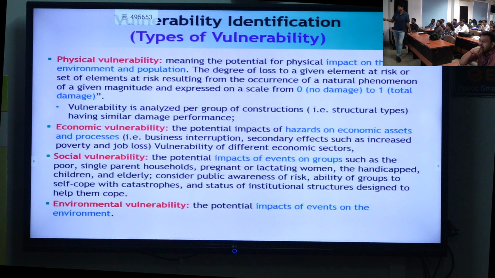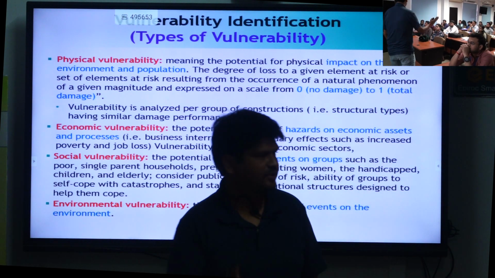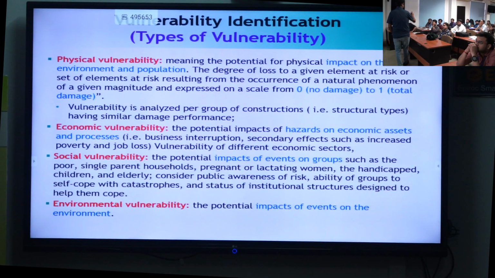Social vulnerability is the potential impact of events on groups such as the poor, single parent households, pregnant or lactating women, handicapped, children, elderly, and so on. So social vulnerability is about awareness and all other types of information related to social matters. Okay. Environmental vulnerability is the potential impact of events on the environment. Like what? If a tsunami came and the seawater intruded about 3 kilometers, all those farming lands have been totally damaged forever. Okay? So that's a huge impact on the environment.